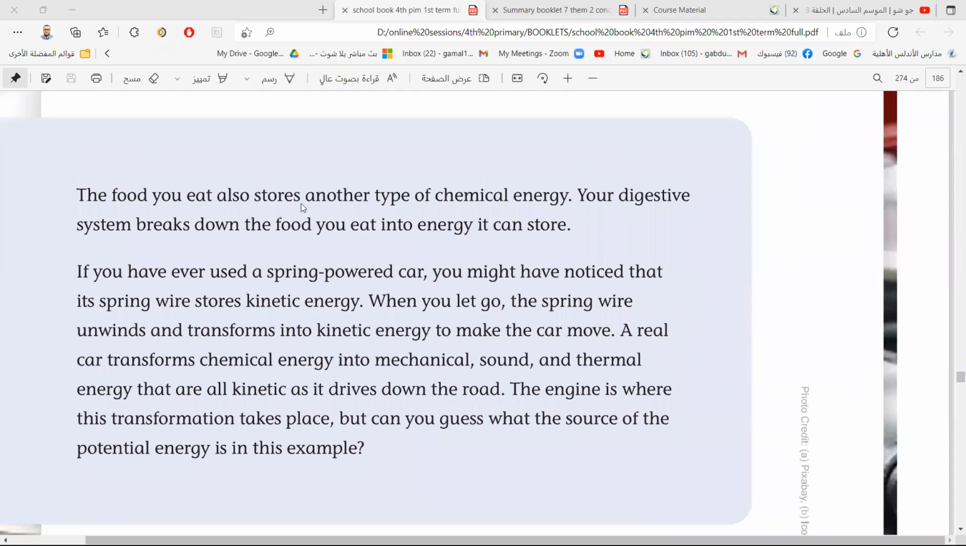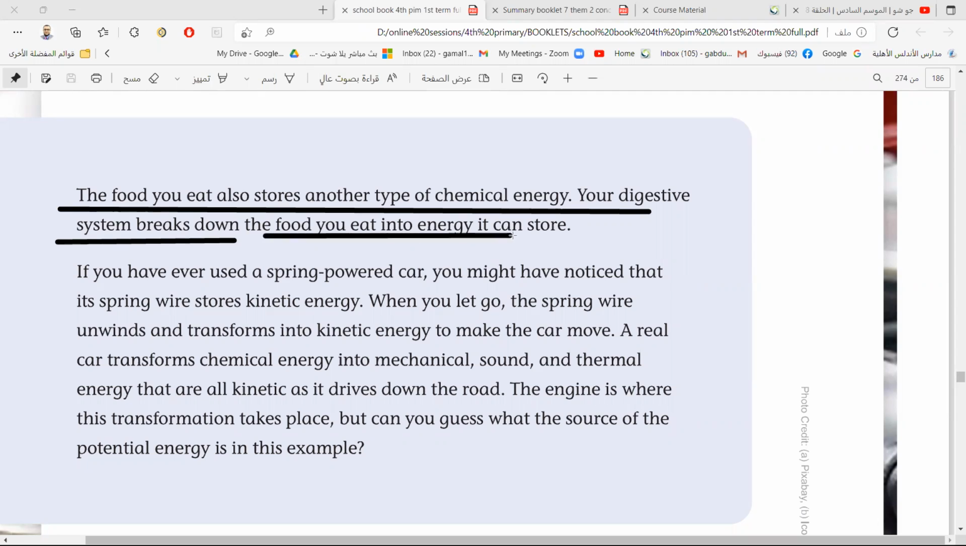Food is also stored chemical energy. We have studied the digestive system. The digestive system breaks down the food and gets the energy from the chemical energy stored in the food.